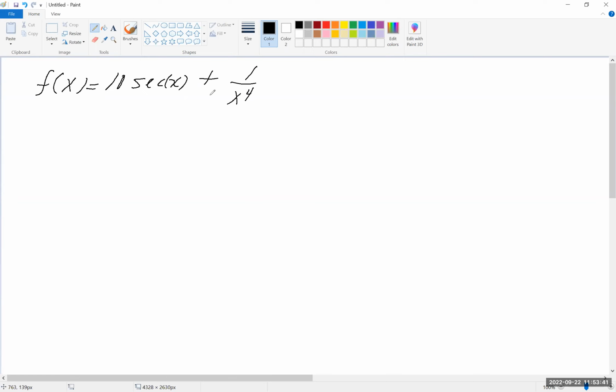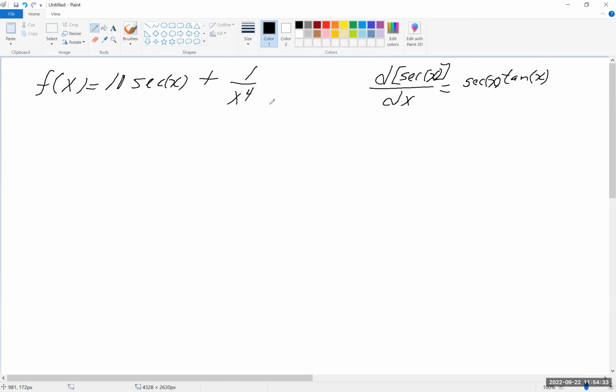Okay, and what we need to remember is the theorem or property rule that the derivative of the secant function, the derivative of secant x with respect to x, is secant x times tangent x. So that's what we're going to use.